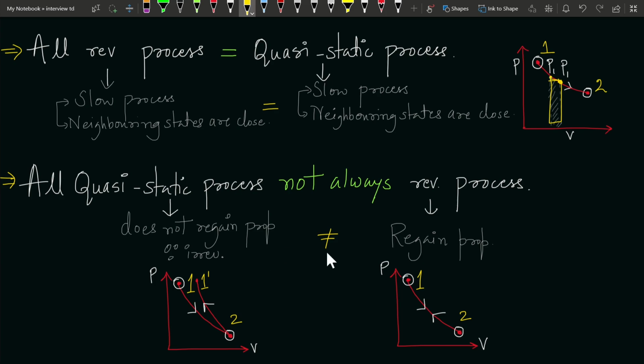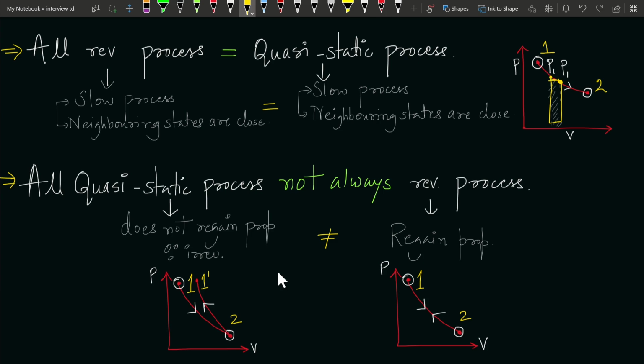Not always. Why? Because if you draw any PV diagram, and let's say this is the 1 to 2 forward process and this is the 2 to 1 reverse process, in a quasi-static process you do not get your properties regained, right? The properties of the system cannot be regained in a quasi-static process. Why? Because it is irreversible in nature. It leaves some effect on the surroundings, by various means like dissipation of energy or friction.